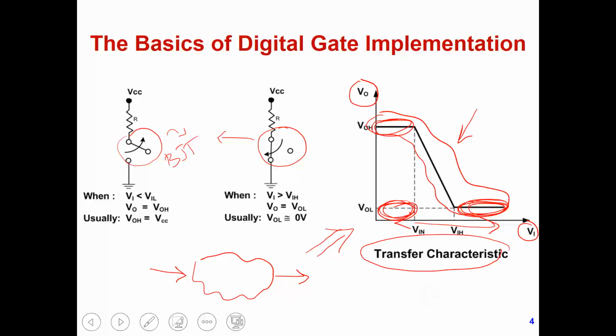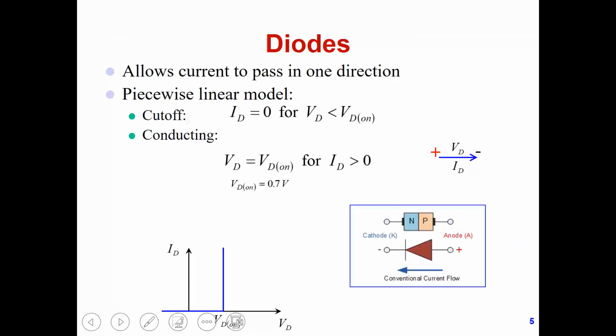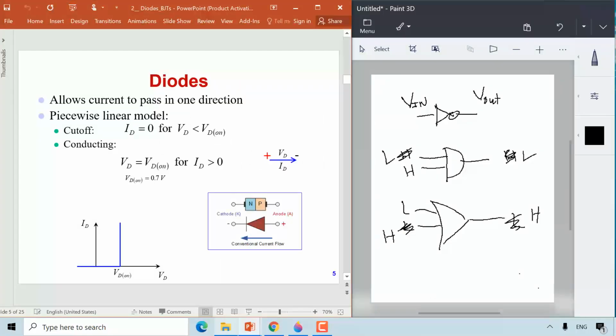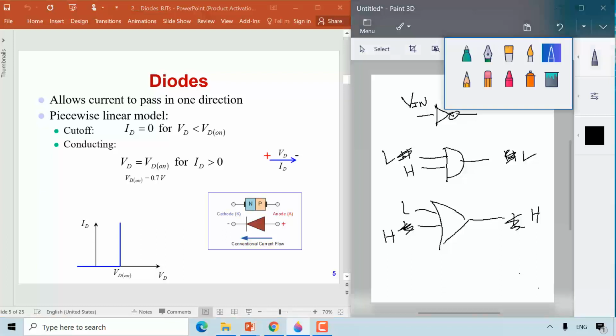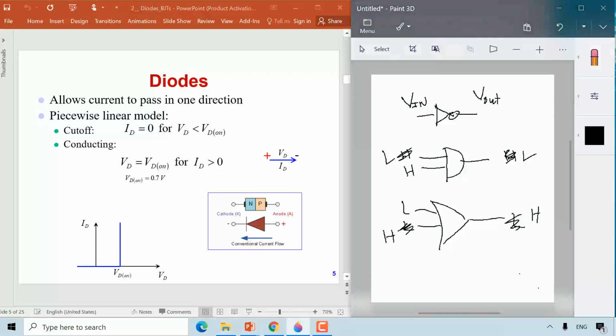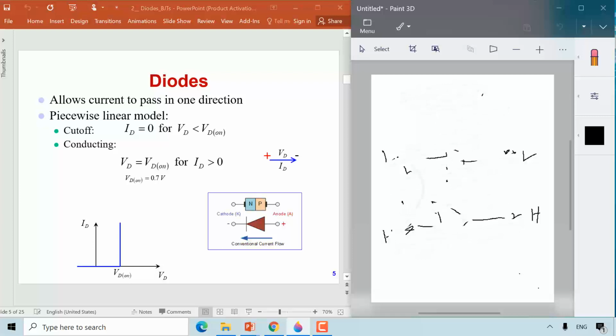Now another thing we need to keep in mind is the diode. The diode is our friend. We know that from our electronics class. So if I may use the eraser here quickly to erase all of this. So here's the diode.